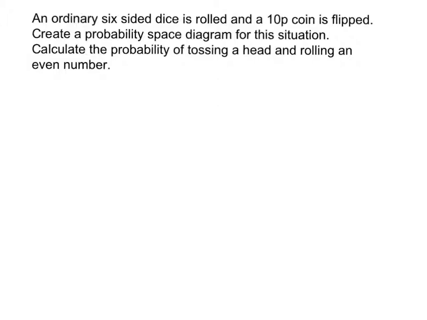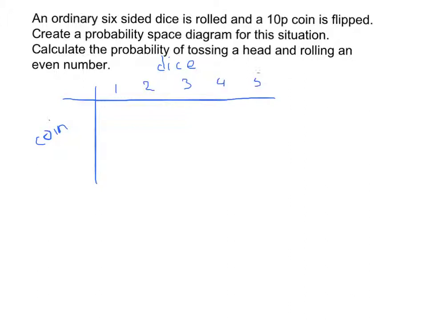The probability space diagram is just a table, and on this table will be the outcomes of what happens when we roll our dice and when we flip our coin. When we roll a dice, we can get a 1, a 2, a 3, a 4, a 5, or a 6. Let me just extend this table. For the coin, we can either get a head or a tail.